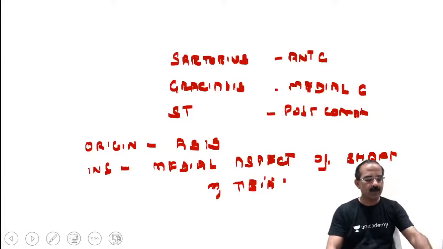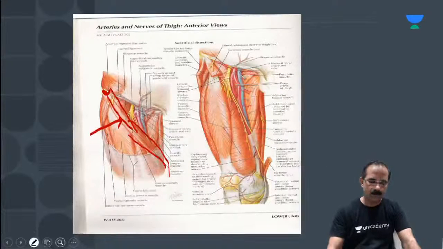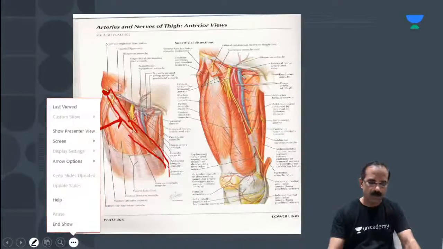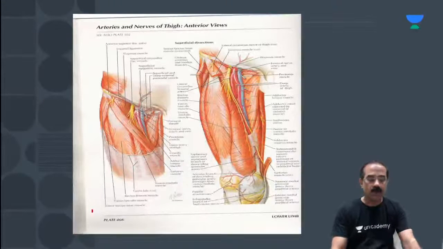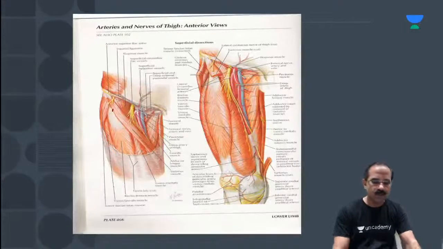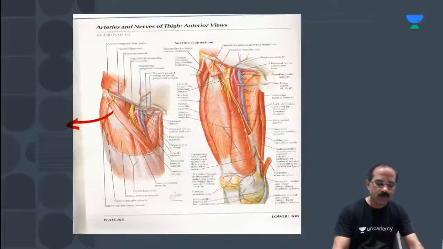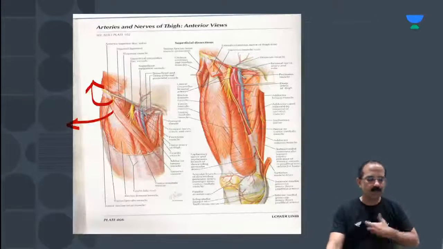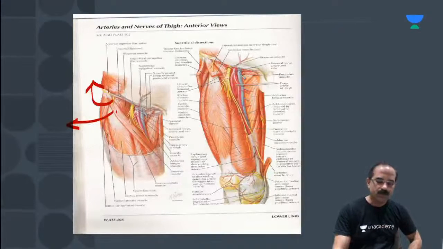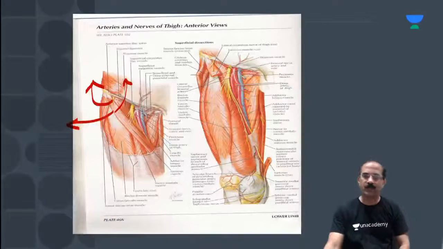Now tell me, when this muscle contracts, what happens? It takes the thigh outwards. So what is that? Abduction. It turns the thigh laterally, outwards. What is that? Lateral rotation. And it also takes the thigh upwards. It causes flexion at the hip joint.